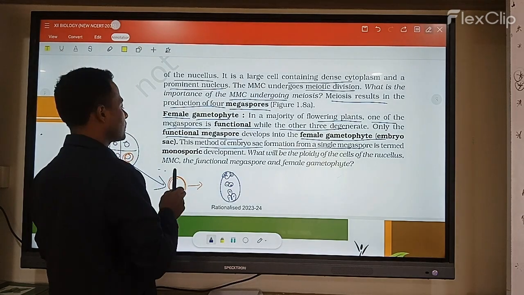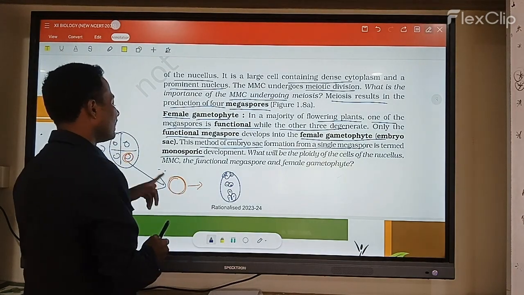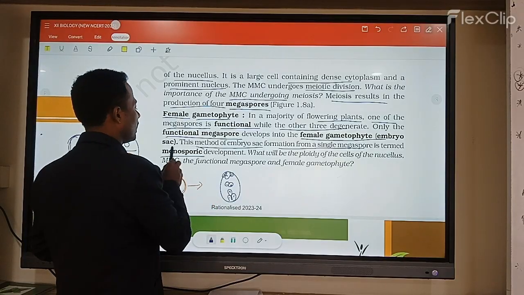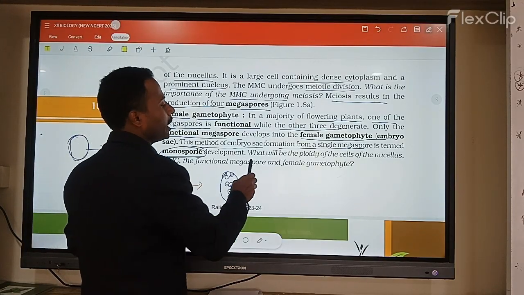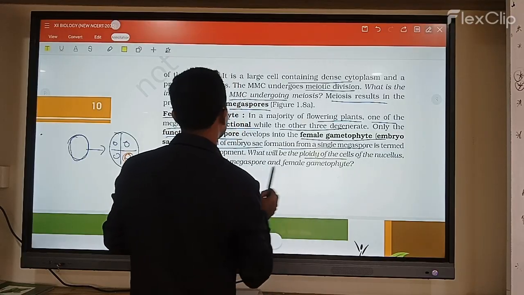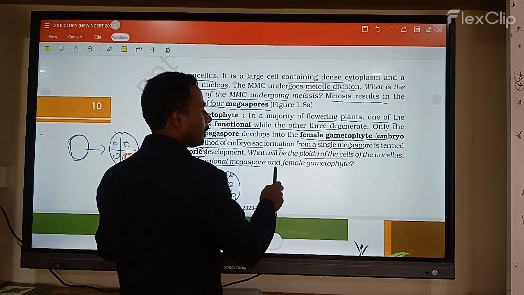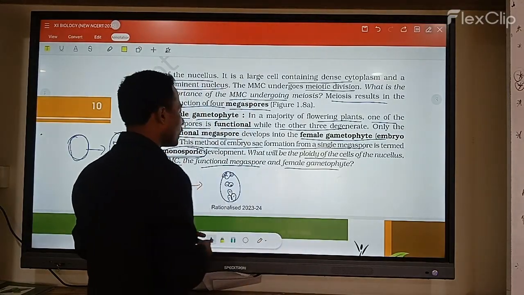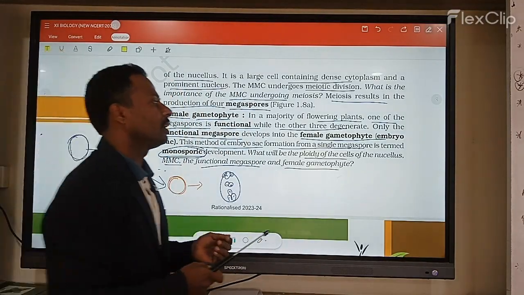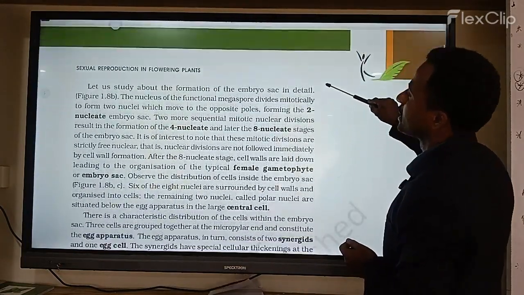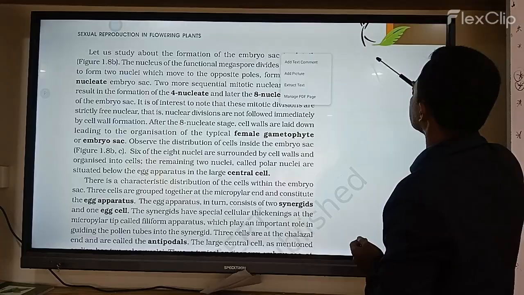The megaspore is termed monosporic, so only one cell develops into an embryo sac. So it is completely called what? Monosporic development. Here the ploidy of the nucellus, the megaspore mother cell (MMC), the functional megaspore and the female gametophyte. The nucellus contains more nutrients.